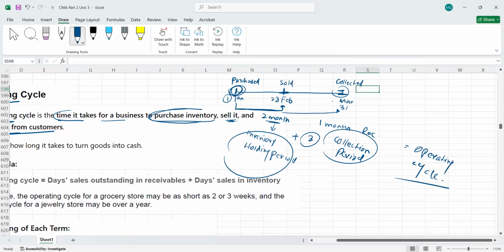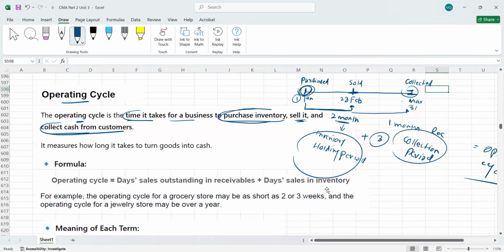Now let's move to the theoretical concept here. I have already told you what the operating cycle is. It is the time it takes for a business to purchase the inventory, then sell it, and then collect cash from the customer. This time period is called the operating cycle. What it measures is how long it takes to turn goods into cash. This is the main concept. Here we took almost 3 months to turn goods into cash. That's your operating cycle.